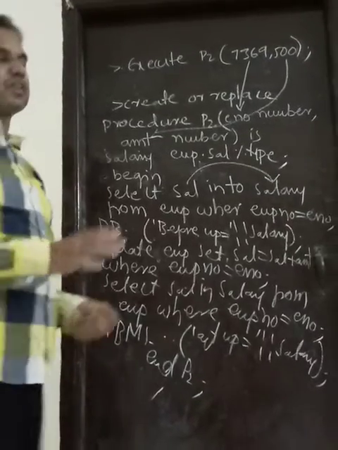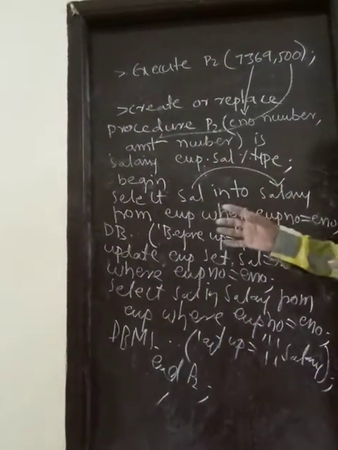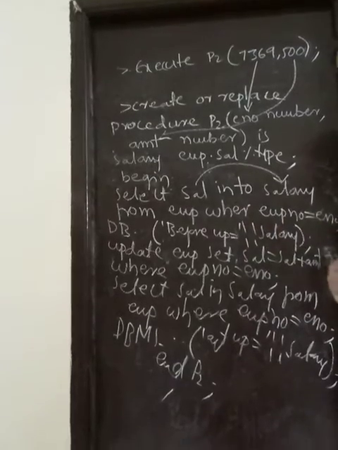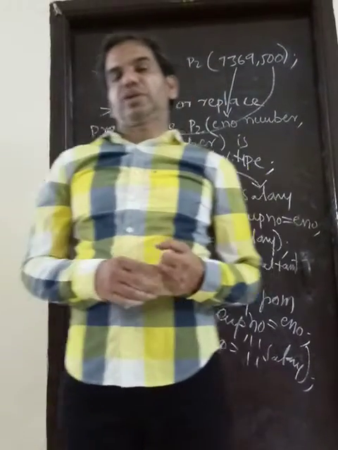So this is just like a function with argument without return, and this is one of the demonstration programs on database procedure. Okay, now we will see stored function. So any doubts please ask me.